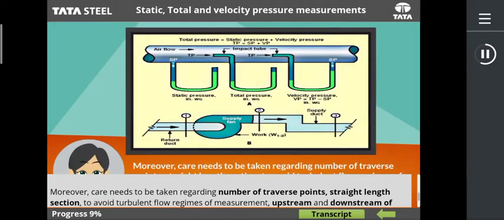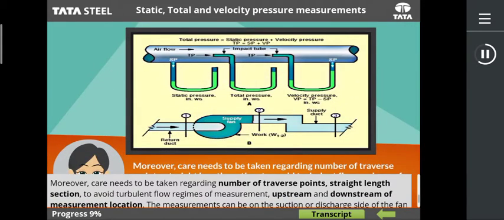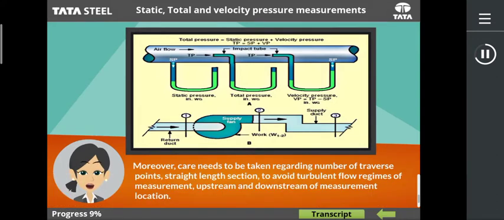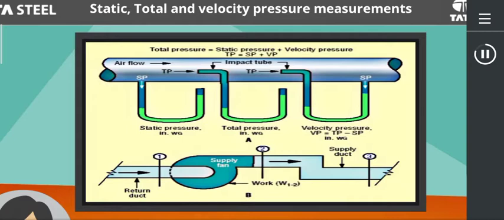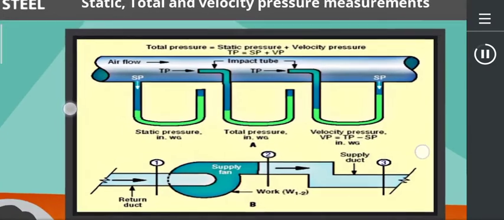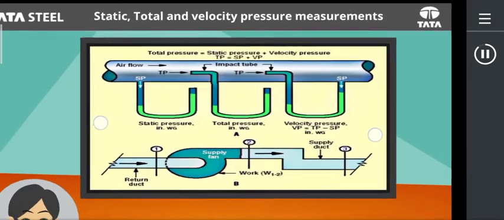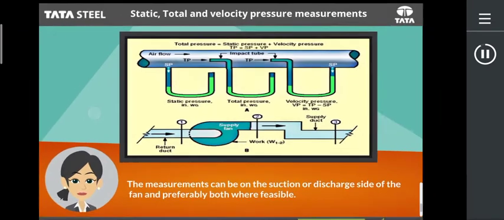Moreover, care needs to be taken regarding number of traverse points and straight length section, to avoid turbulent flow regimes of measurement upstream and downstream of measurement location. The measurements can be on the suction or discharge side of the fan, and preferably both where feasible.